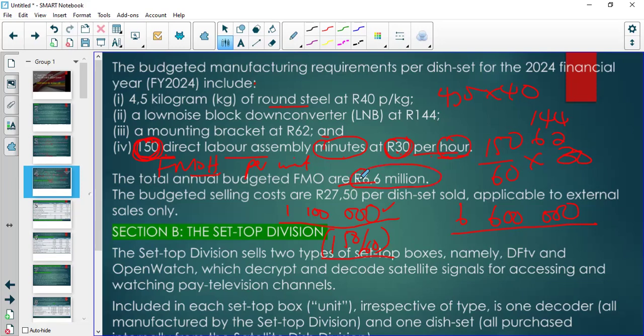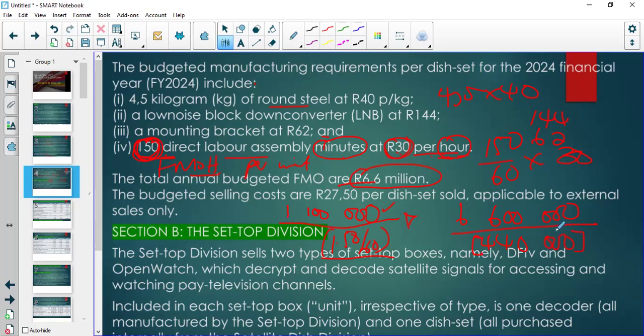So we have 1,100,000. I hope I'm writing that right. 1.1 million, that's 1,100,000. Then you divide that by the number of hours, standard 150 divided by 60. So I have a total of 440,000 units that I can produce. So that's the budgeted production. Now I have changed these to units. Do you see that?